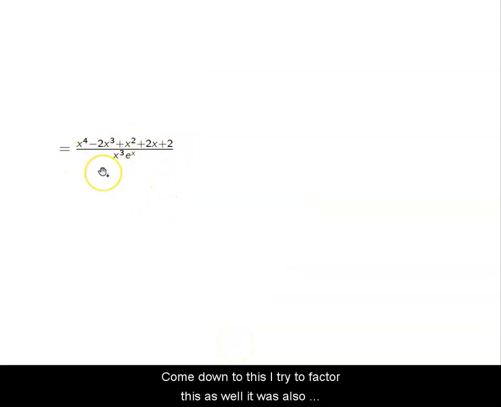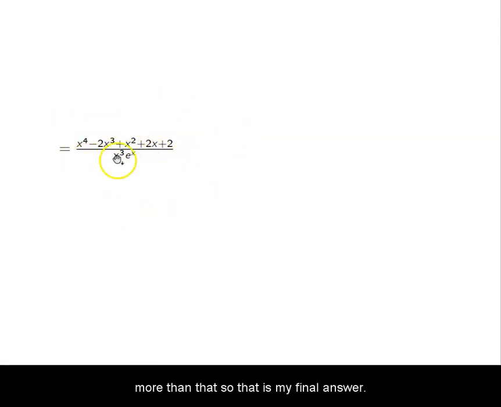Okay, so I come down to this. I try to factor this as well. It was also not factorable over the integers, so I can't reduce down any more than that. So that is my final answer.